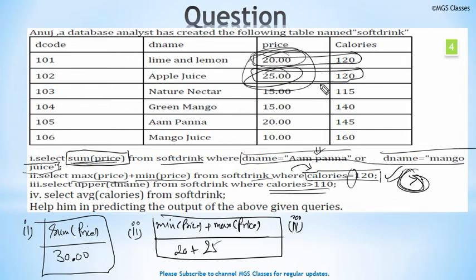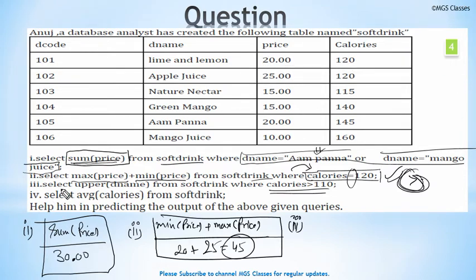In the last case what happened, we have considered all the rows, that's why the minimum was 10 and maximum was 25, but here it is a little bit different. So output will be 45 instead of 35. Remember this was the mistake I have made, and if you make such mistakes, your marks will be gone.